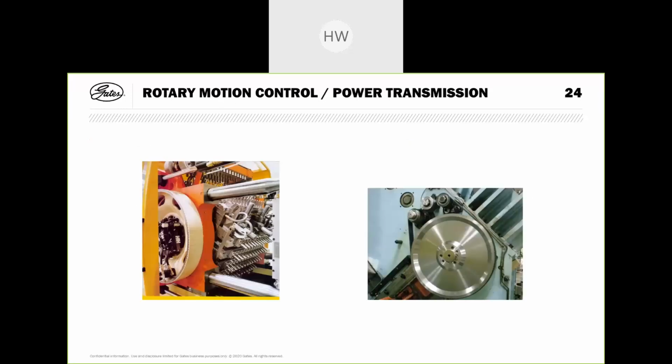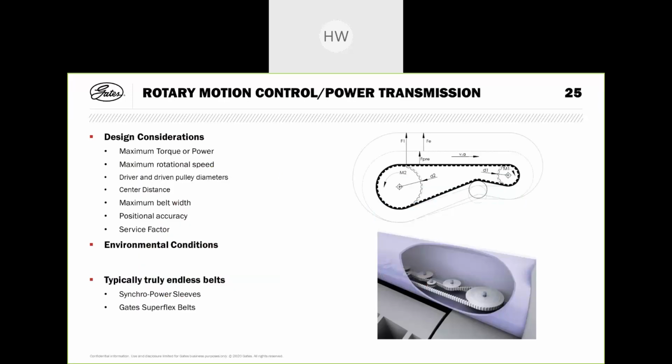And then we come to the motion control applications and power transmission. We have clustered that into one presentation and one slide because the design considerations are very similar. We have rotary motion, and we have mostly two pulley drives with some tensioning idlers on it. And here the design consideration is maximum torque or power, rotational speeds, and the design envelope, pulley diameter, center distance, belt width, etc. And here with these applications, we usually use truly endless belt.